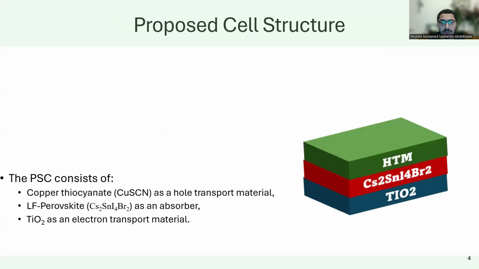The proposed lead-free perovskite solar cell structure consists of CuSCN as the hole transport material. The lead-free perovskite material is Cs2SnI4Br2 as an absorber. The TiO2 is used as an electron transport material. The incident spectrum is air mass 1.5 global.